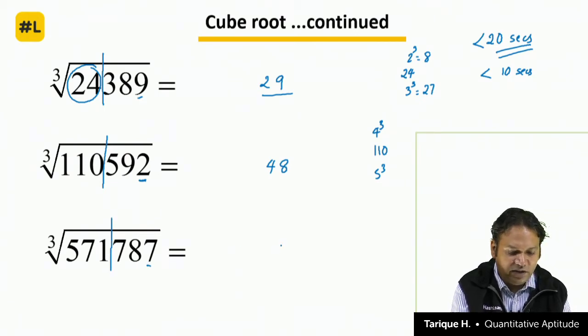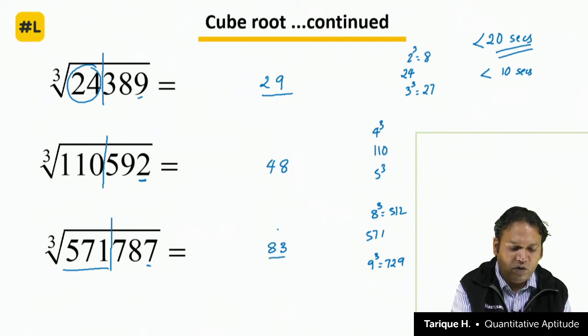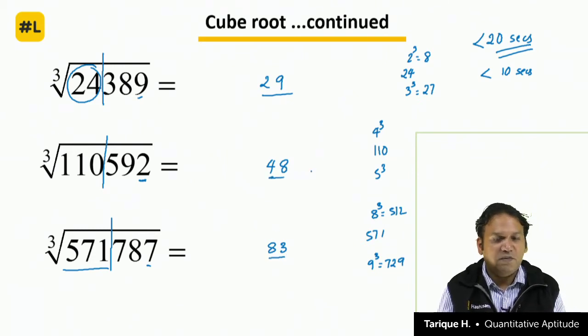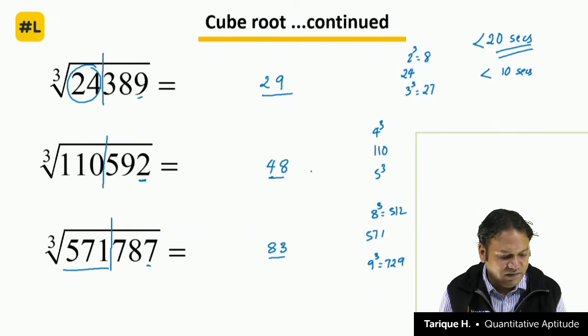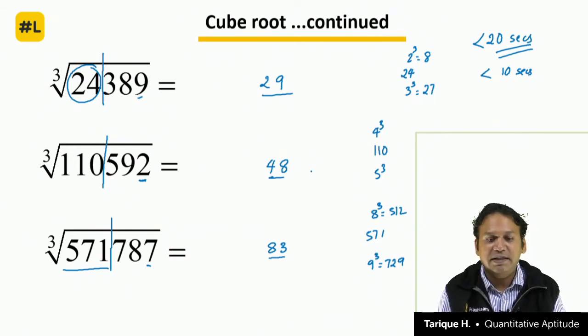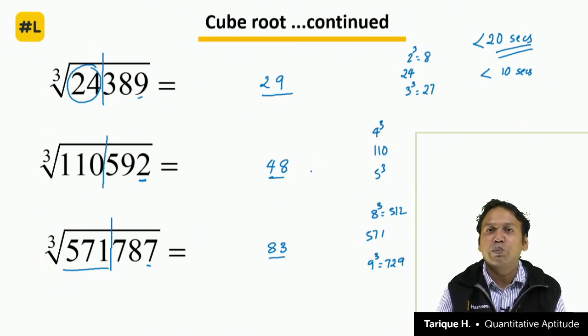Alright. Next let's look at 571787. So 7 will end in 3 and 571 is between 8 cube, that is 512, and 9 cube, that is 729. So that gives us the number 8. So we get all the answers here. First one, cube root of 24389, that is 29, cube root of 110592, that is 48, and cube root of 571787, that is 83.